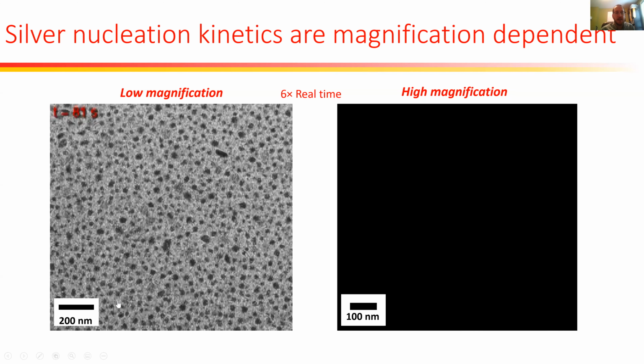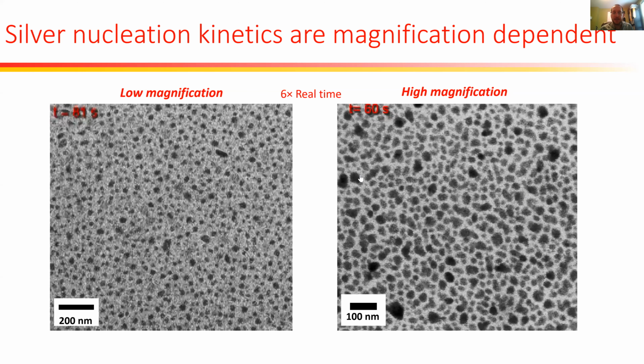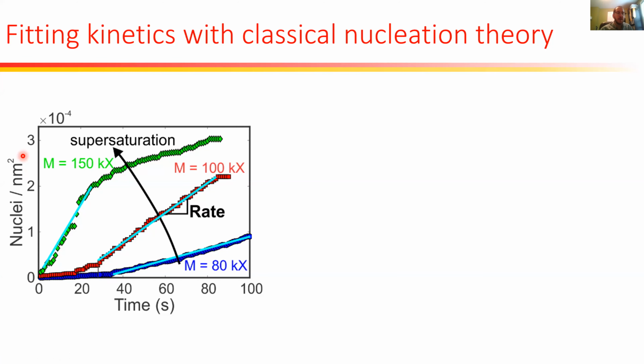And then after that, it's just growth of nanocrystals. So we can do some image analysis on this process and basically count the number of particles as a function of time, which would allow us to calculate the nucleation rate of these silver nanocrystals. So we are now showing the nucleation rate, the number of nuclei per nanometer squared, as a function of time.